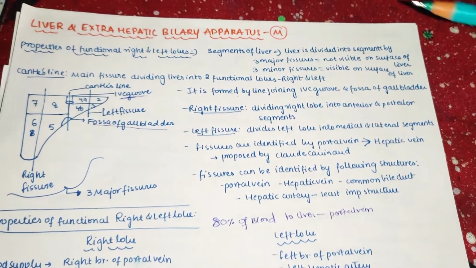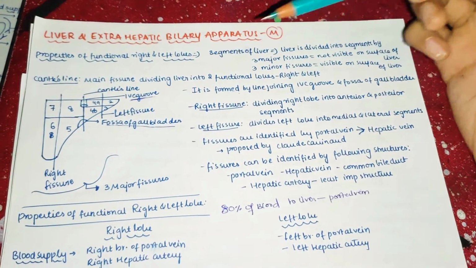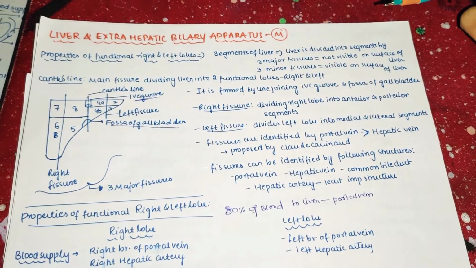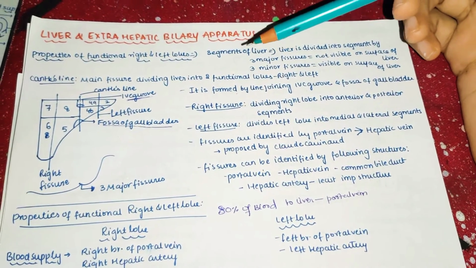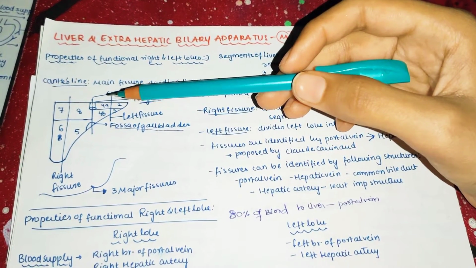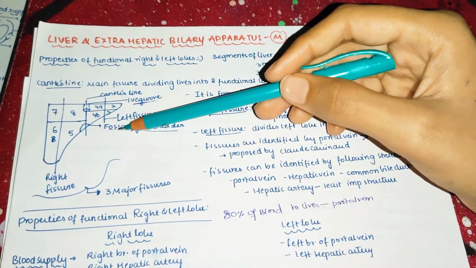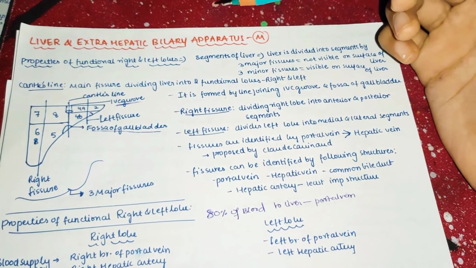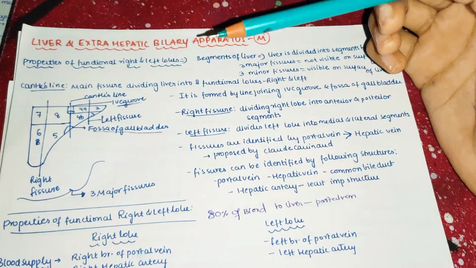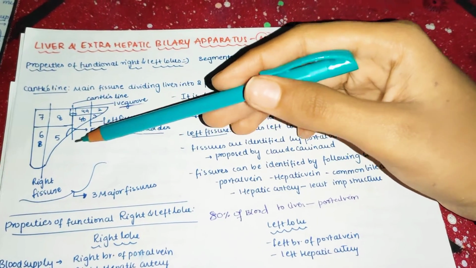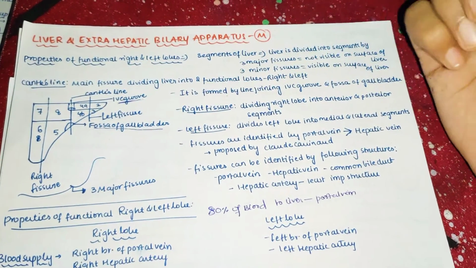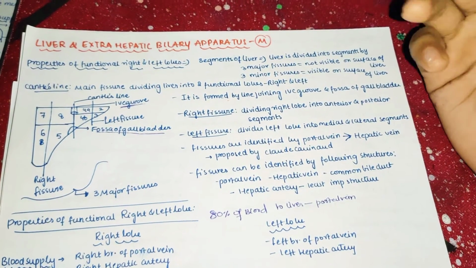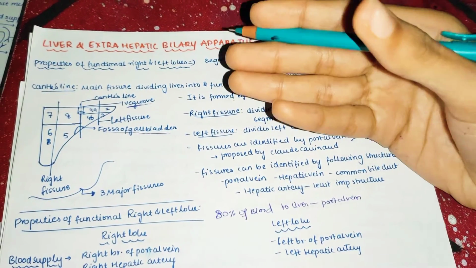In this video we are going to discuss the liver and extrahepatic biliary apparatus. First we need to understand how the liver is divided into the right lobe and left lobe. Mainly the liver is divided anatomically by means of the falciform ligament, but today we are going to mainly discuss the segments of the liver, which are divided on a functional basis.